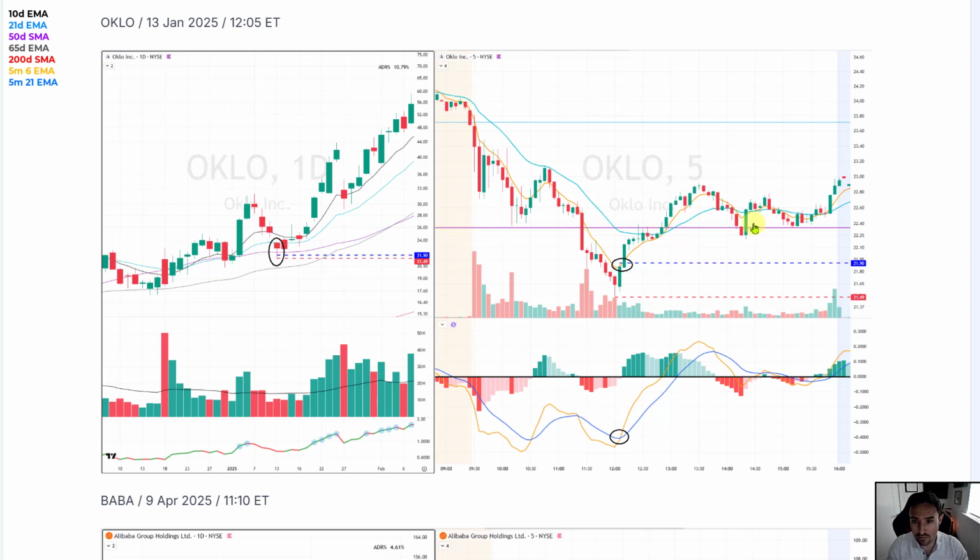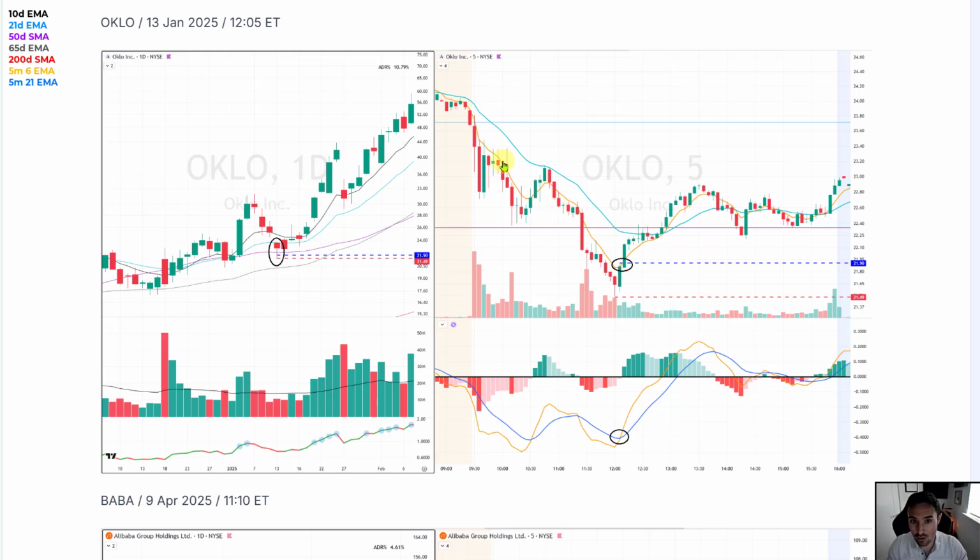So you see this purple line running across here. That is the 50-day simple moving average price level from the daily chart, which is right here. You see it? Running across there around 22.40-ish. Up here, you see this blue line? Do you know which one that is? That's the 21-day EMA, it's right there on the daily chart. So we've got the 21-day EMA and we've got the 50-day.